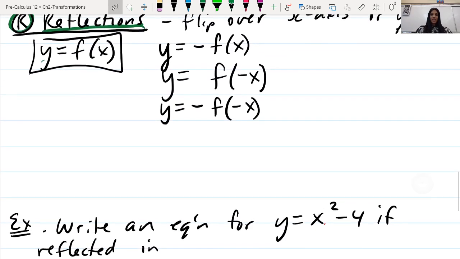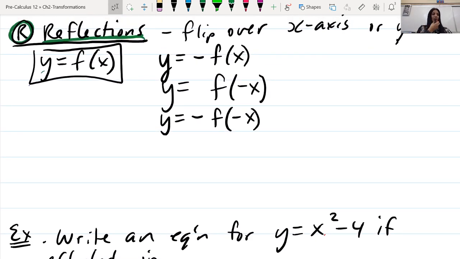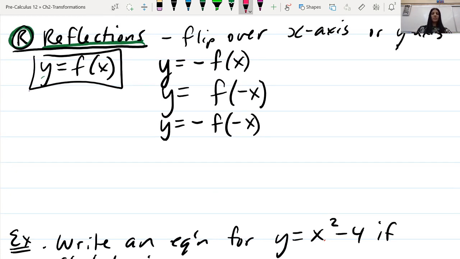Okay, moving on to reflections. This is where we flip it over the x-axis or the y-axis. So if we have a regular function y equals f of x, and I put a negative in front of the whole thing, then this is going to be a reflection. We want to decide if it's in the x-axis or the y-axis. So the way I like to do that is look at the negative in front of the equation, and I like to ask myself this question: does that negative affect the x values or the y values? In this case, it affects the y values. So if you think about it, it's flipping it. If it's affecting the y values, it would be flipping it in the x or over the x-axis.